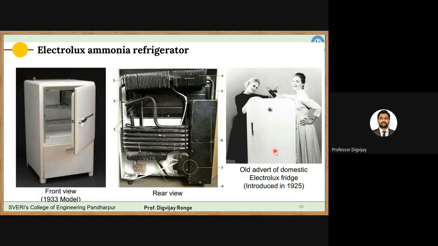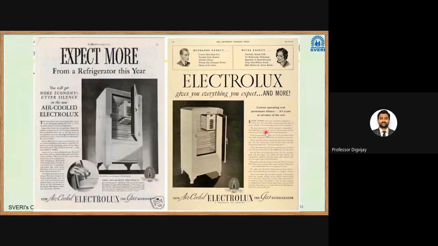So this is an advertising picture from that time, which was introduced in 1925. You can see this is very old technology, and two girls are sharing Coca-Cola bottles, which obviously were stored in this fridge. When this fridge was introduced by Electrolux, they used to make this kind of advertisement in paper. Nowadays we have very fancy advertisements, but at that time also they used to make advertisements in newspapers. So this is the advertisement for the Electrolux refrigerator.